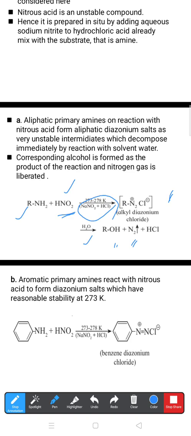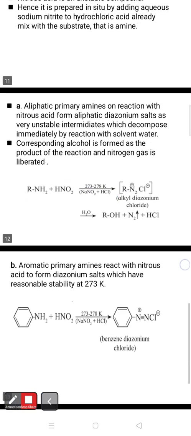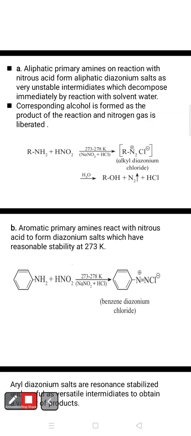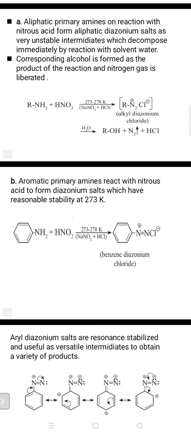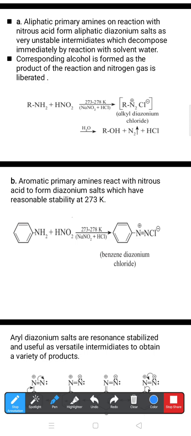Aromatic primary amines react with nitrous acid and form diazonium salts. These diazonium salts have reasonable stability at 273 Kelvin. Now, how are these stable? These are stable at low temperature only. If you increase the temperature, the stability is disturbed and they become unstable.